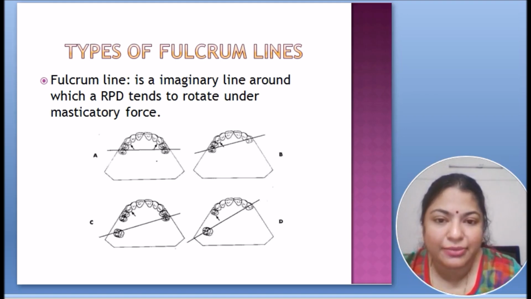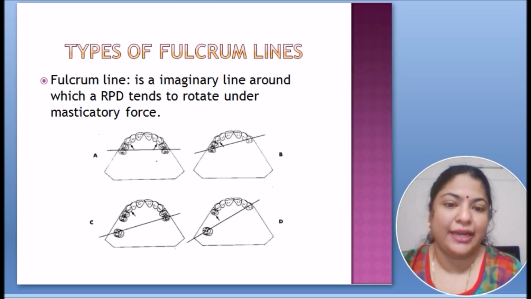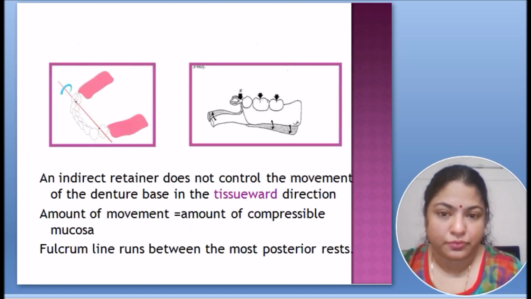Now what is a fulcrum line? A fulcrum line is an imaginary line around which a cast partial denture tends to rotate under masticatory force, and this fulcrum line is formed by joining the rest seats of the distalmost abutment teeth. So that gives the fulcrum line.